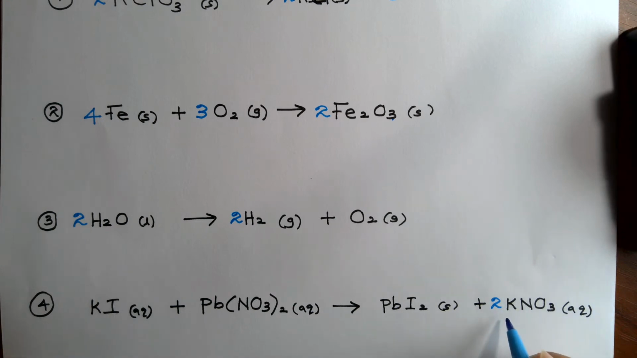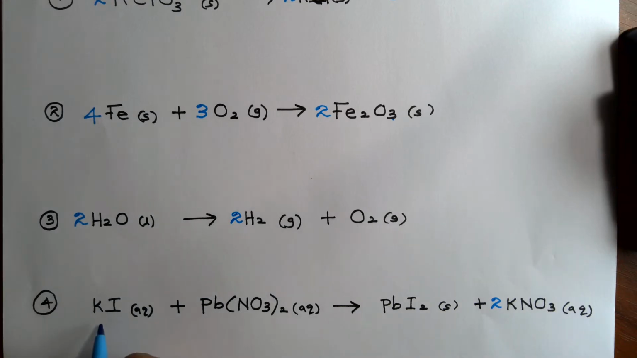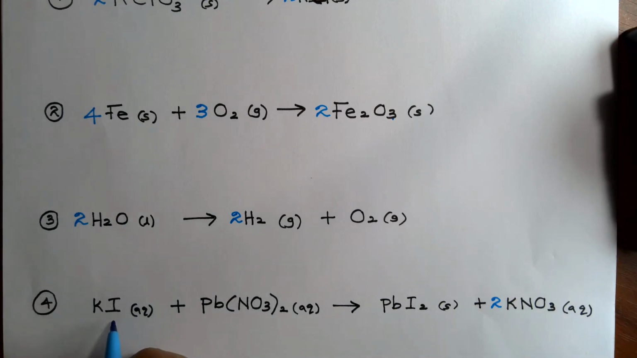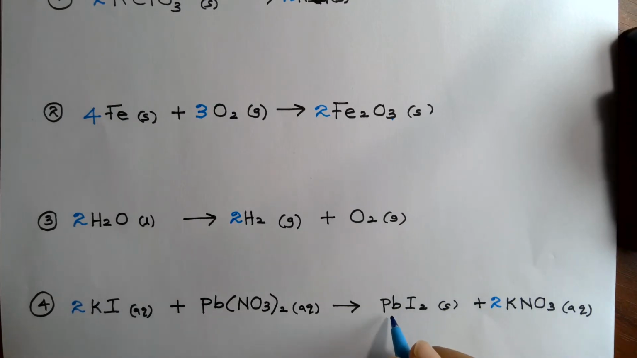Now let's balance potassium. 2 potassium in the product side, 1 potassium in the reactant side. And 2 iodine is here, product side, 1 iodine in the reactant side. So if we add coefficient 2, we can balance both potassium and iodine. Nitrate we already balanced. And lead atoms, 1 lead atom in the reactant side and 1 lead atom in the product side. So everything is balanced in this equation.